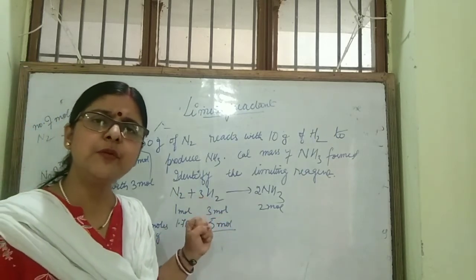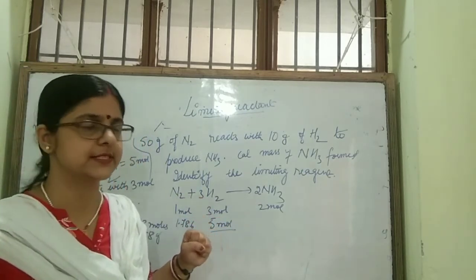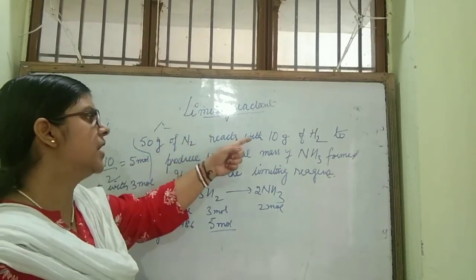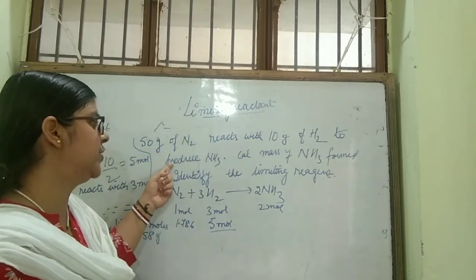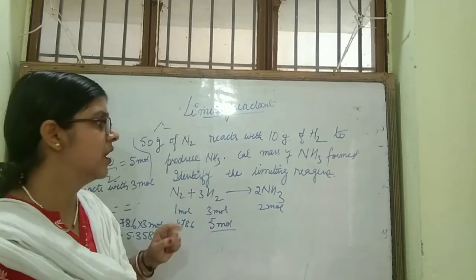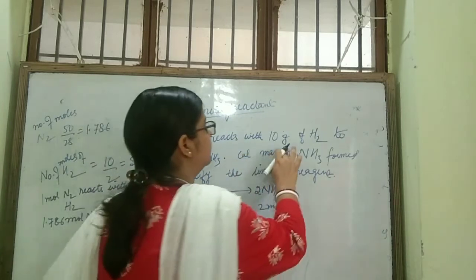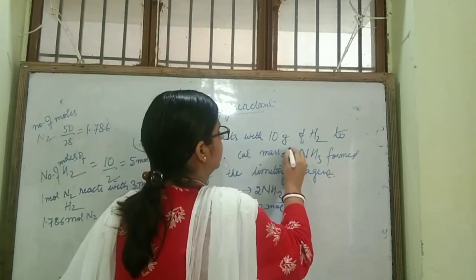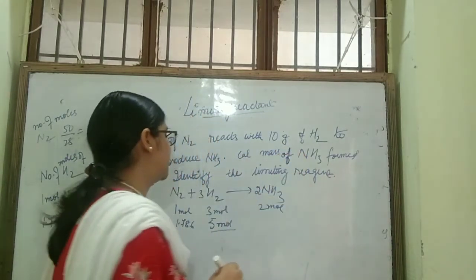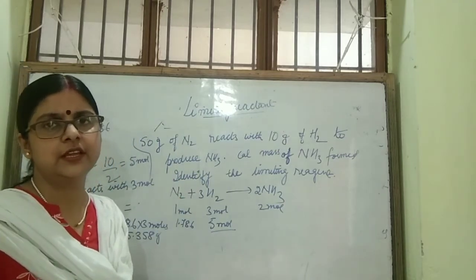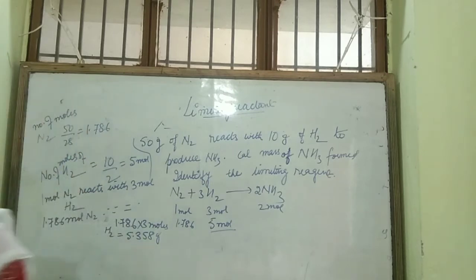I am giving one example to explain this. 50 gram of nitrogen reacts with 10 gram of hydrogen to produce ammonia. Calculate the mass of ammonia formed and identify the limiting reagent.